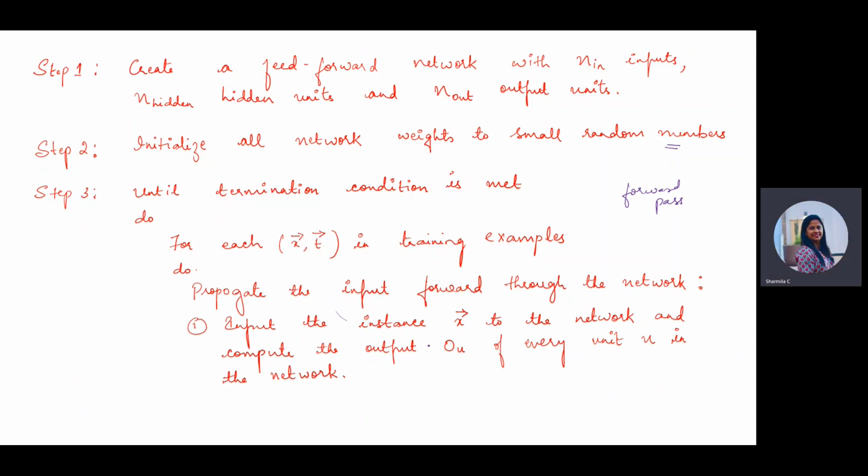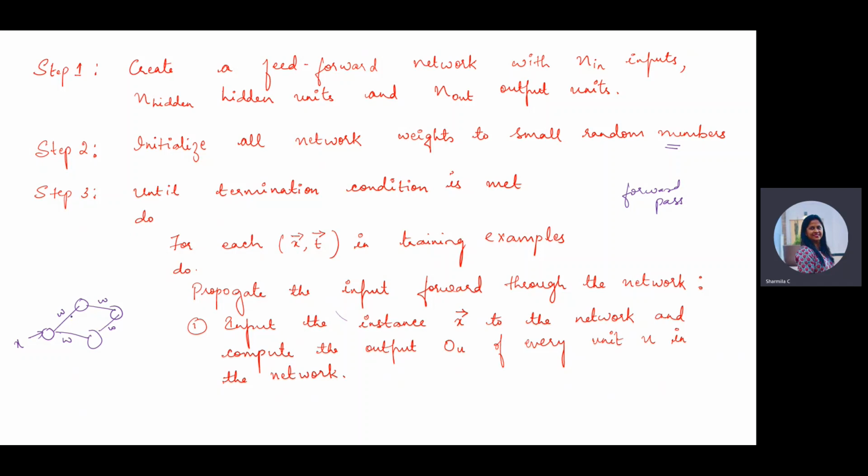Okay, so input the instance, that is X vector, to the network and compute the output, that is O_u, of every unit u in the network. It is nothing but, suppose I have one input and two hidden layers, then one more output. This is the hidden layer, this is the output layer, so weights are associated. Suppose I give one input X, so we have one weight here. What we are supposed to do is input the instance X to the network.